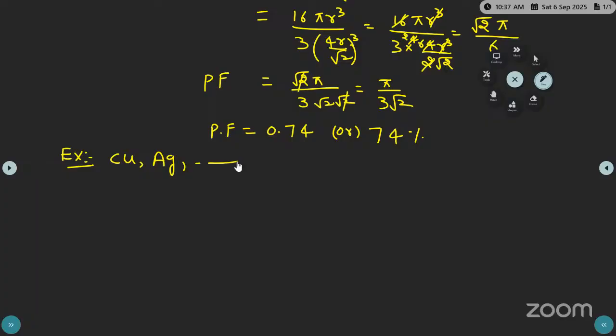Relation between a and r in case of simple cubic structure: a equals 2r. In case of BCC, root 3 a equals 4r, that is a equals 4r by root 3. In case of FCC, root 2 a equals 4r, that is a equals 4r by root 2. Right. Is it clear for everyone? Shall I proceed with the next topic?